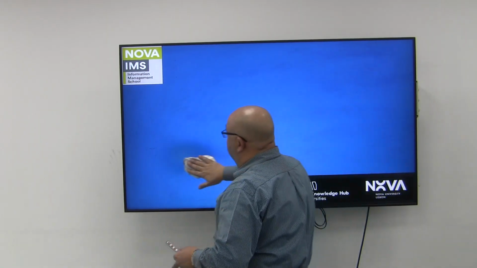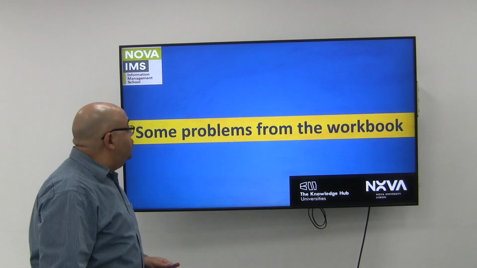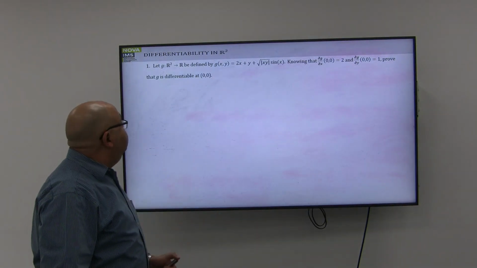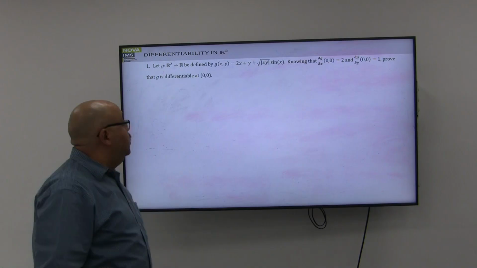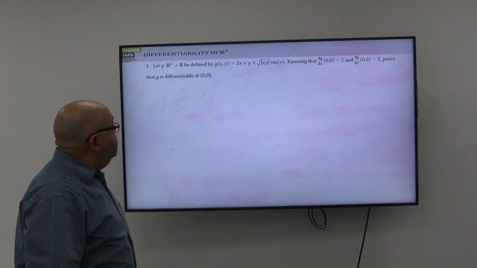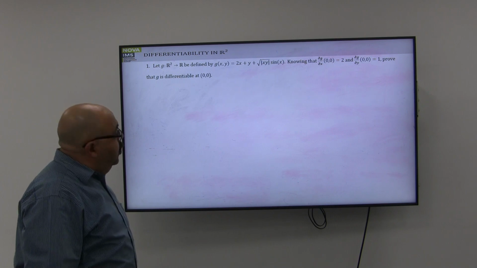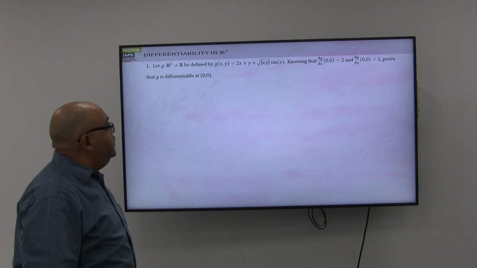I want to solve with you some problems that came previously in exams. So let's see this problem, which is really very close, as I told you. It says: let G from R2 into R be defined by G of x,y equals x plus y plus the square root of the absolute value of xy times sine x.